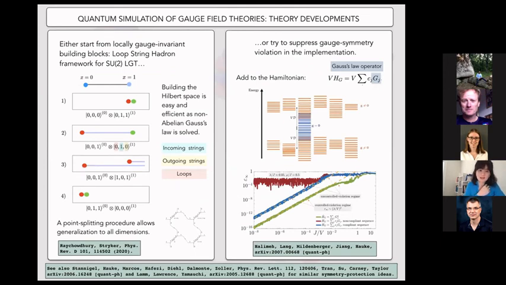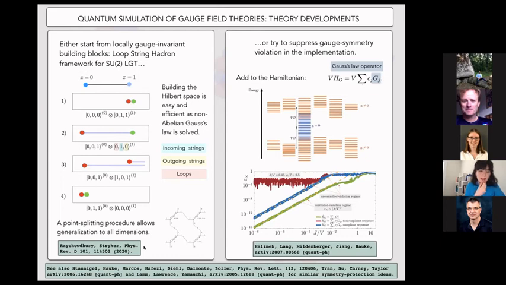One is that you start from just locally gauge invariant building blocks. So you reformulate your Hamiltonian and Hilbert space in terms of degrees of freedom that are already satisfying Gauss's law and are physical. The formulation for SU(2) is called loop-string-hadron, and the name comes from those physical building blocks. It has been developed by Indrakshi Raychowdhury and Jesse Stryker, and you can look at this publication. I'm not going to say too much about this.